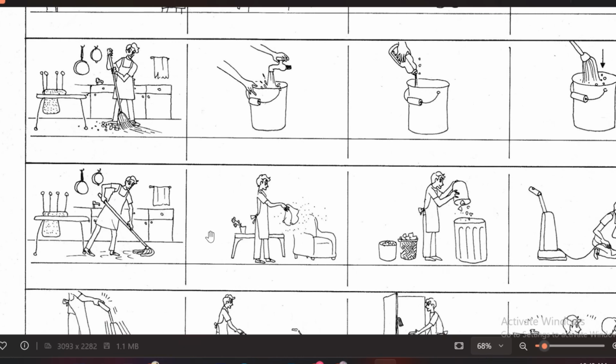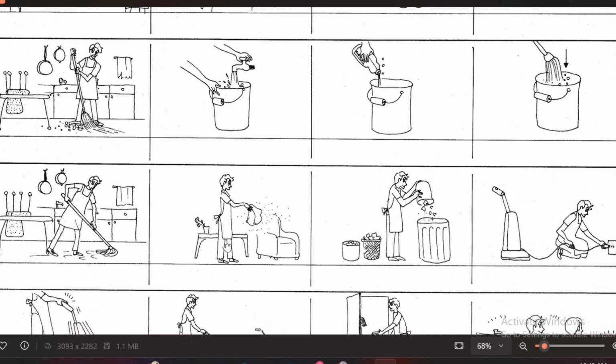We say furniture. In English, you know, you guys have furnitures. I think this is sofa. We also say couch. We say couch.